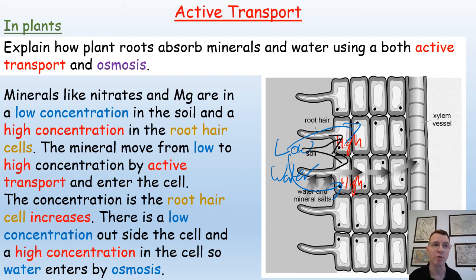They can't create the correct concentration gradient for osmosis to happen. Therefore, the plants won't be able to absorb minerals or water, and the plant will eventually die, even though you're providing lots and lots of water for it. So please don't overwater your plants.